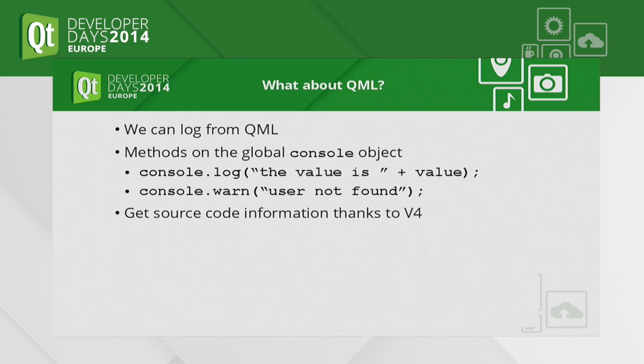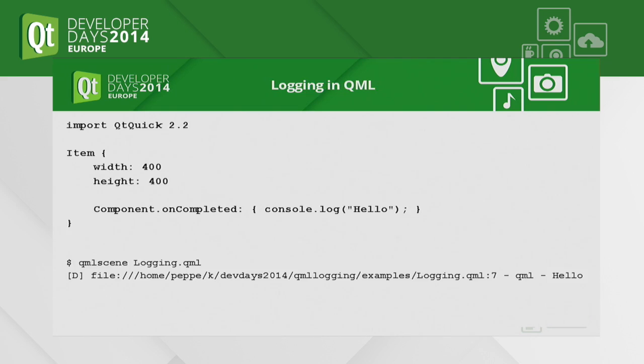Well, we can log some information from QML. We have the console object, and we can write console.log, console.warn, and we also get nice source code information, thanks to the fact that we're using V4, so we get the file name and the line number of the specific piece of code that emitted that output. Trust me, if I run that, what I get is this output. So I get the file, the line number, I get the category printed, and the message. And the D at the beginning is just saying it's a debug message.